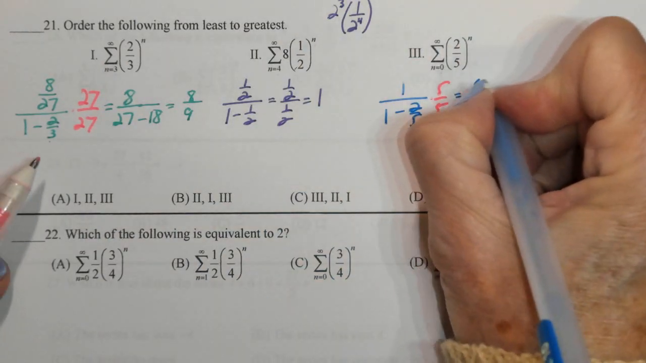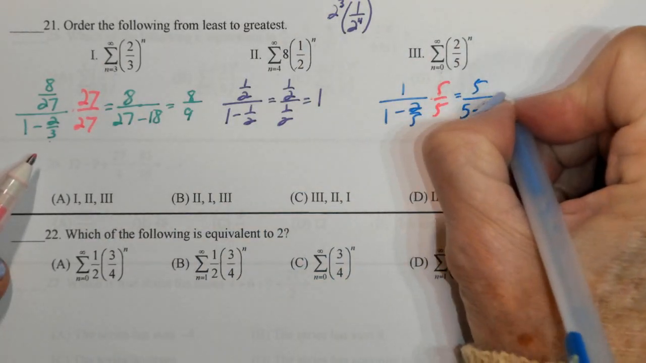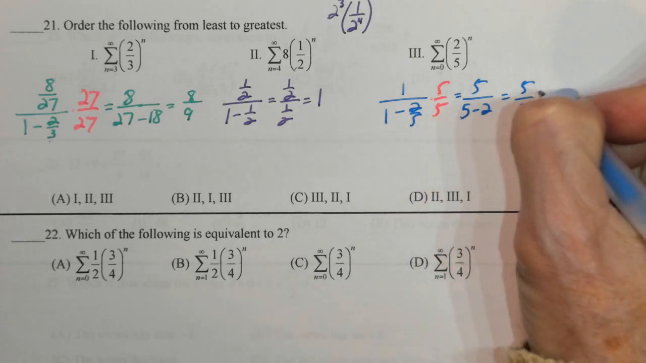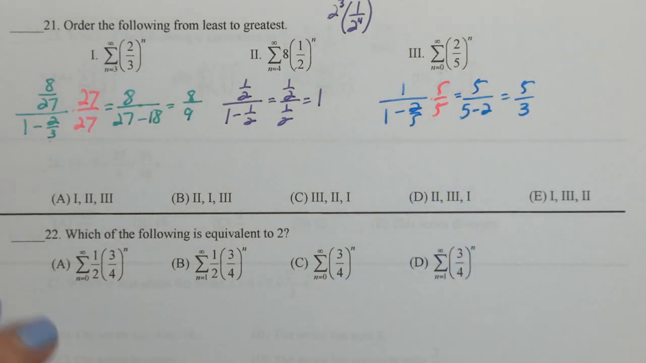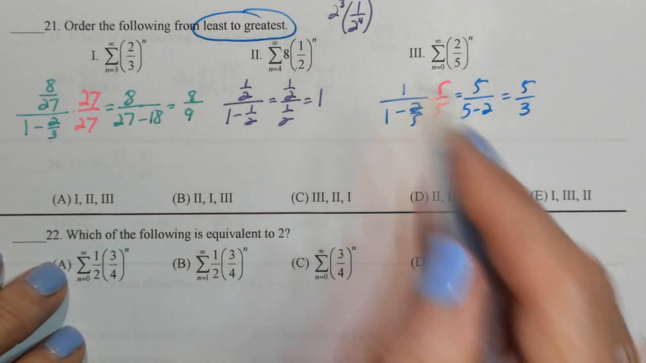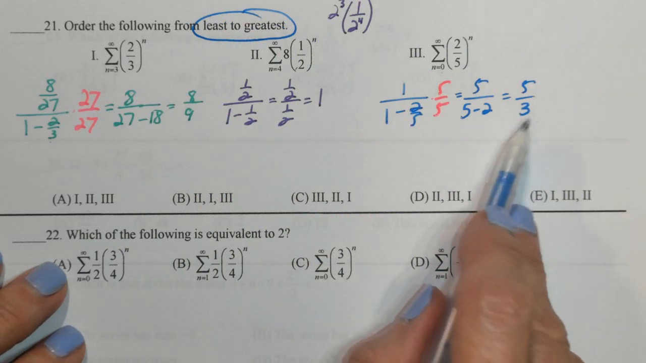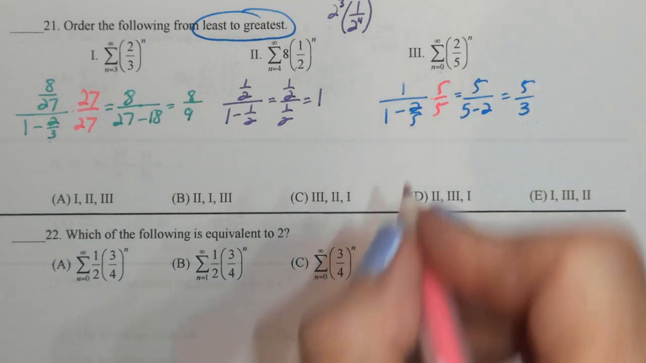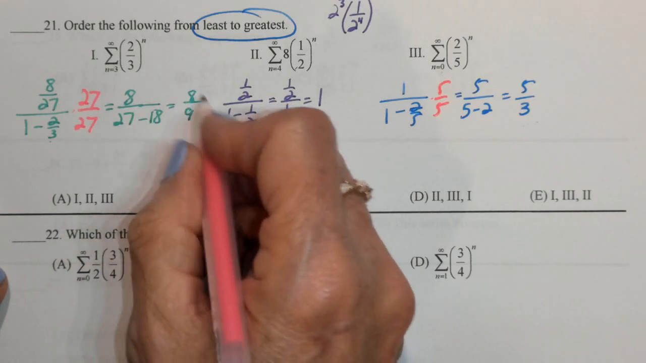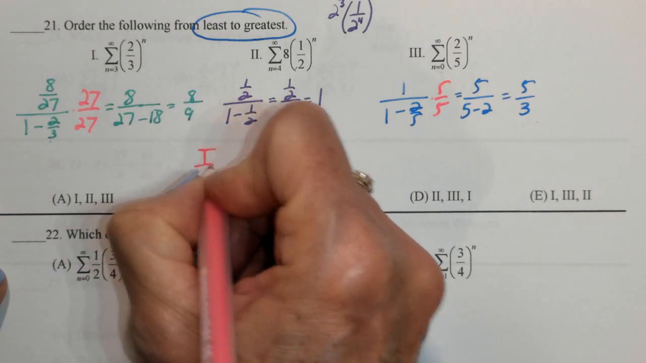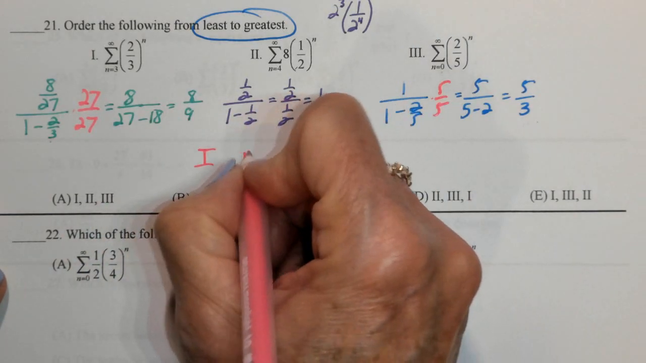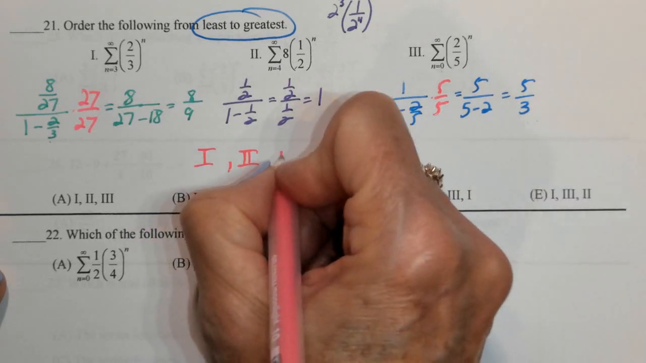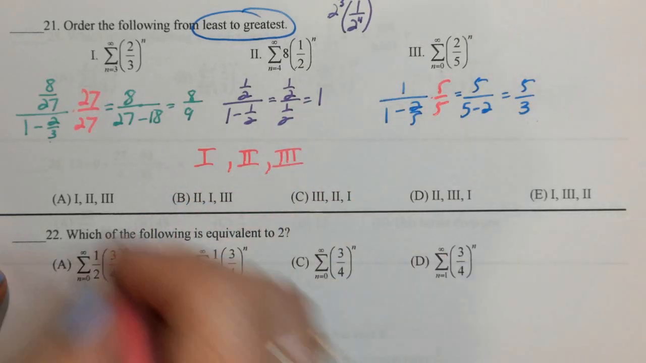Top is 5. Bottom is 5 minus 2, so 5/3. So let's see, least to greatest again. 5/3 is going to be our highest one, right? That's going to be the largest one. The smallest one, this is the only one that's less than 1, so 1 is smallest, 2 is the next smallest, and 3 is the largest. So 1, 2, 3, A.